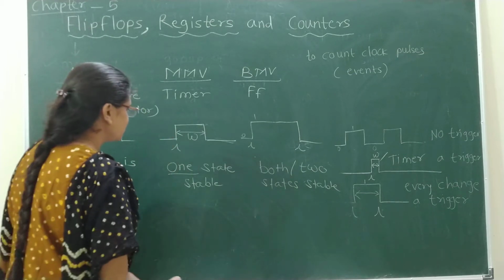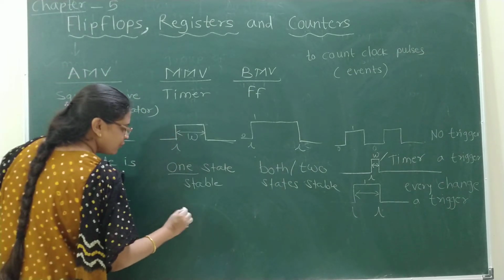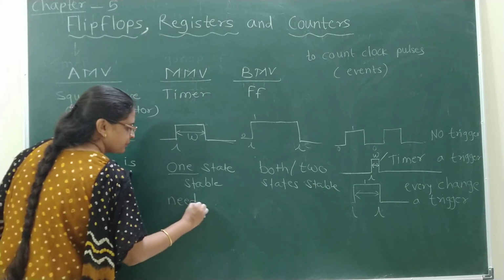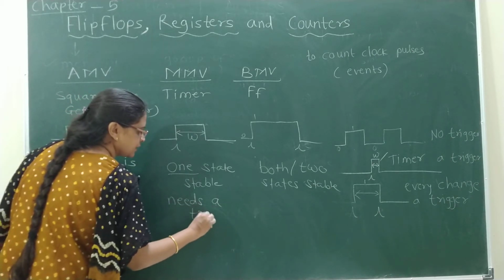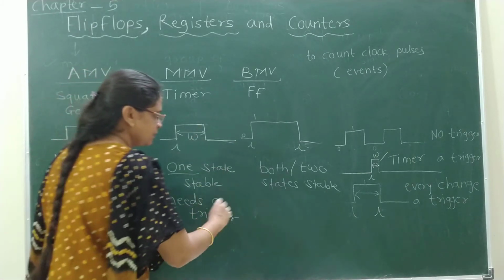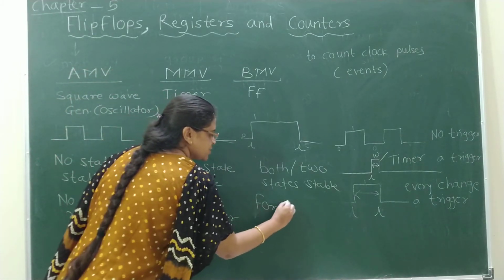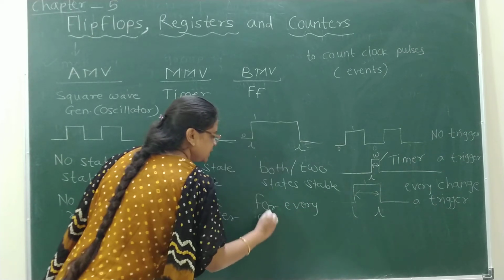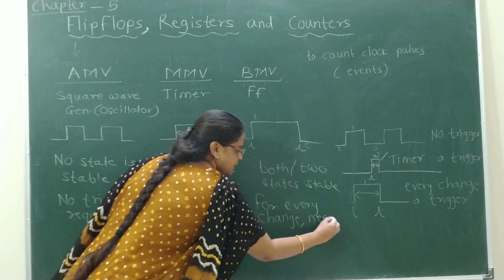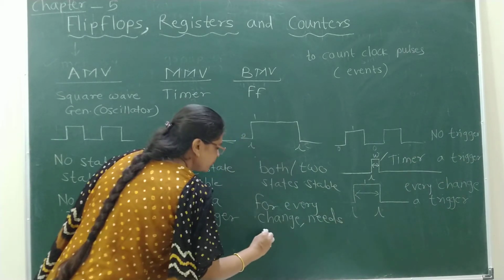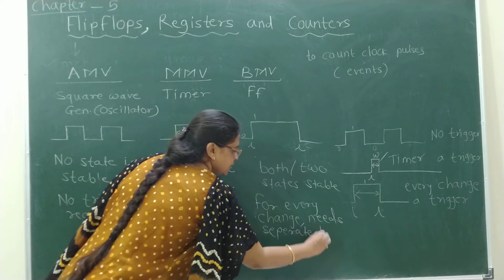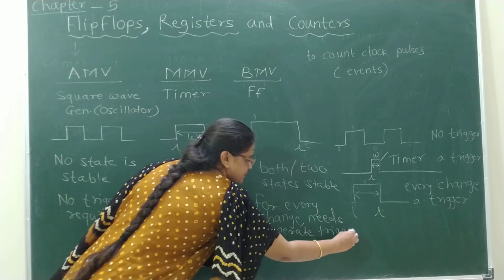But in case of a monostable multivibrator, for a change it needs a trigger. In case of a bistable multivibrator, for every change, it needs a separate trigger. Correct? So these are the few points where we can compare the three multivibrators.